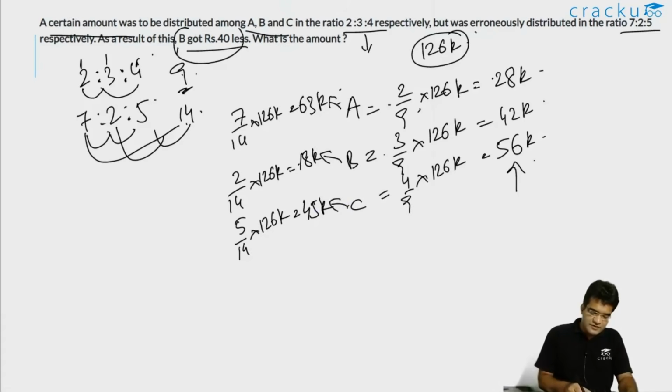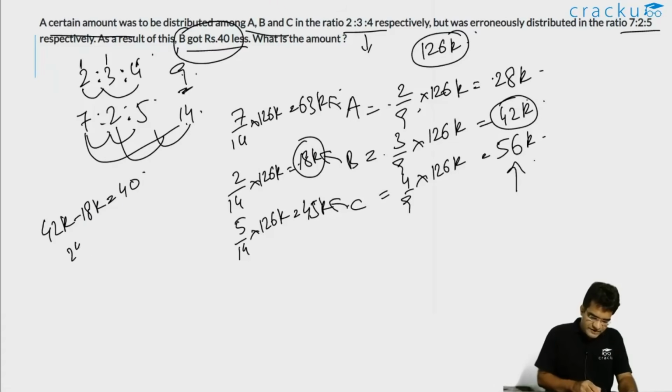We have been given that B got 40 less than what he was supposed to get. So 42k minus 18k is equal to 40, or 24k is equal to 40, or k is equal to 40 divided by 24. This is equal to 5 by 3.